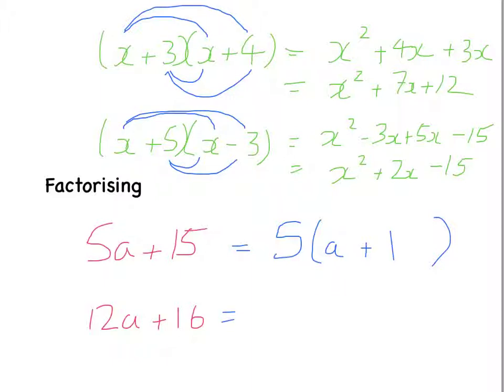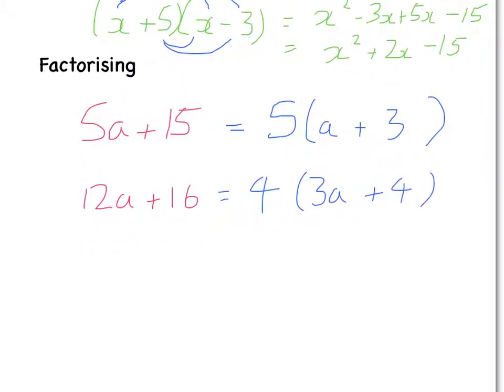Second one, so we're trying to think of a common value that goes into both 12a and 16. So if you think about it, 2 goes in, because 2 times 6 is 12 and 2 times 8 is 16. But is that the highest common factor? Well, it's not. The highest factor that goes into both 12 and 16 is 4, so we can take a 4 out. So 4 times something gives you 12a. Well, 4 times 3 gives you 12, and then you've still got the a. And likewise for the 16, what do we times 4 by to get to 16? Which is a plus 4.